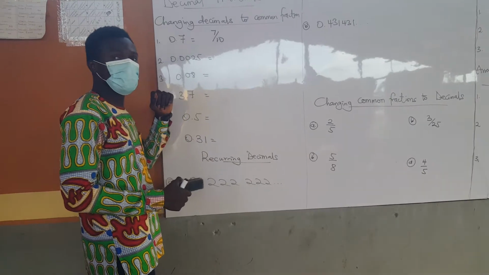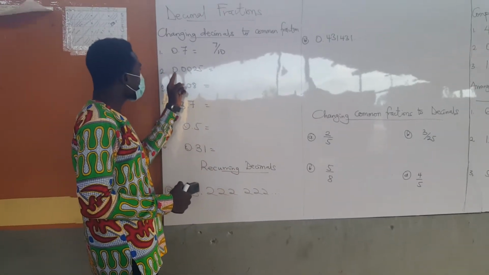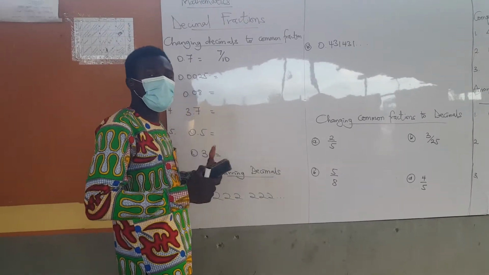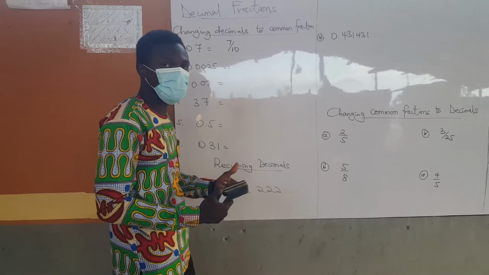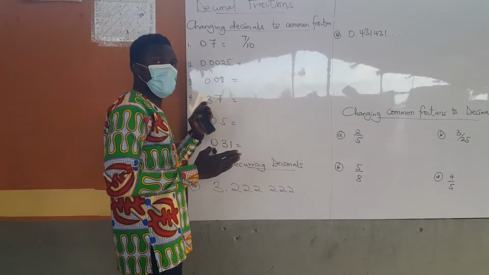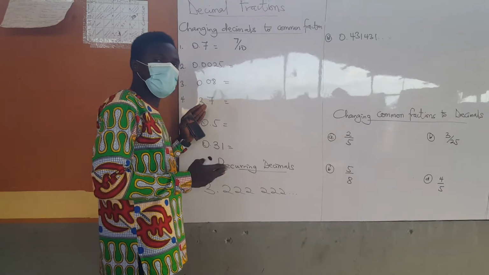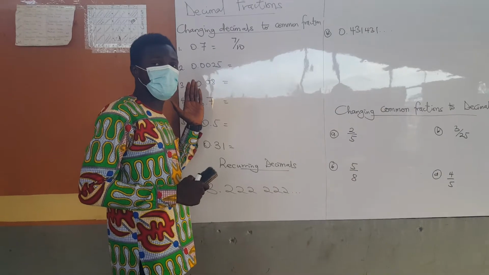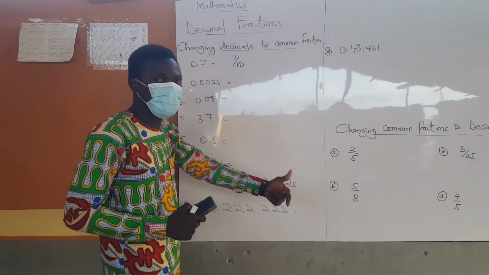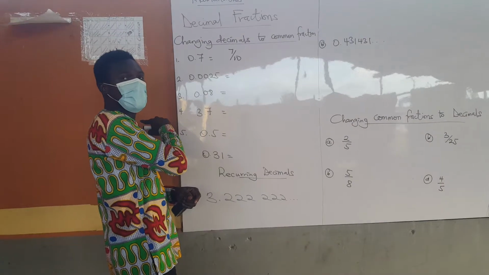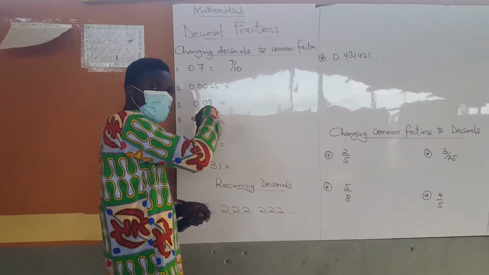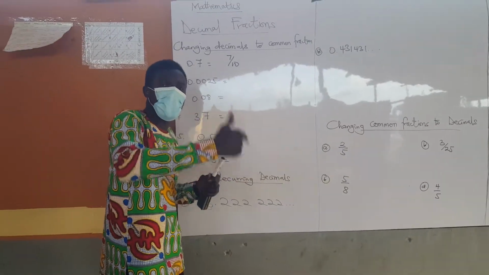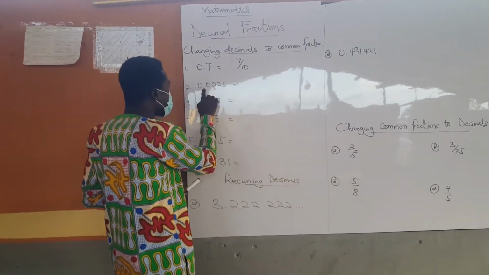Then when you come to number 2, we have 0.0025. Now when you are reading a decimal fraction, the numbers before the decimal point are whole numbers. All the numbers before the decimal point are whole numbers. So this one, we have no whole number, so we have 0 as our whole number, point. Now the numbers after the decimal point, we read them one after the other.